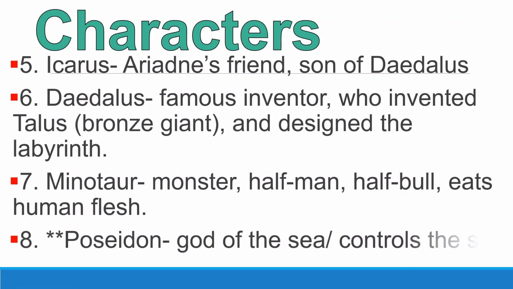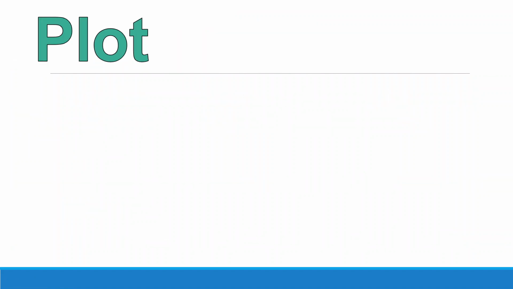Ew. And number 8, I put a cross hair here. Why? Because Poseidon is the god of the sea and controls the sea. He's not actually literally in the story. However, he made something that was great in the story. Okay, we will know that later. Okay, let's go to the plots right now, following the 5 steps.